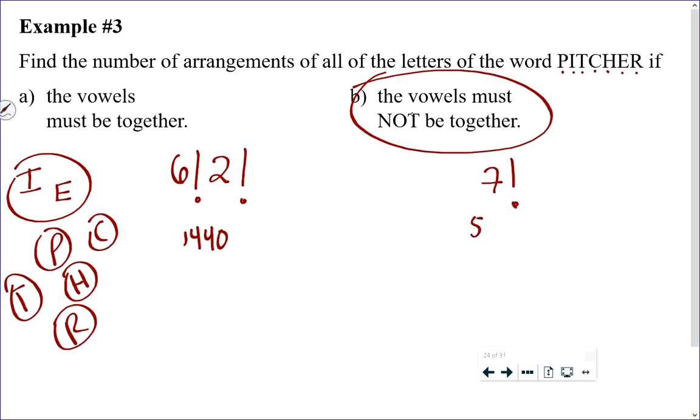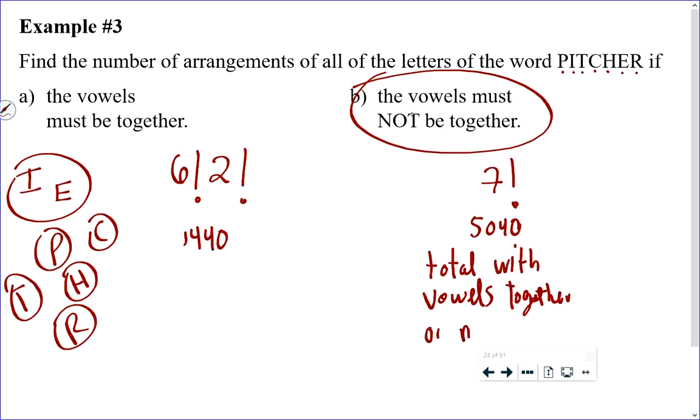This is 5040. This is not our answer to part B. This is the total with the vowels together or not together. A little sloppy with my writing there, but that's okay.